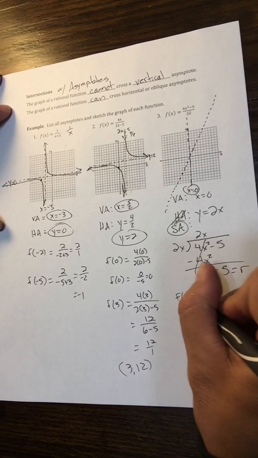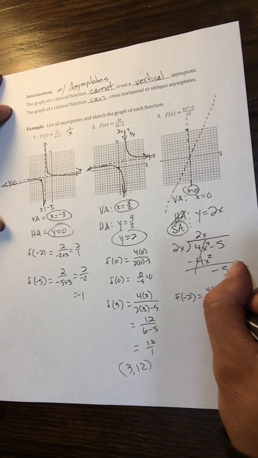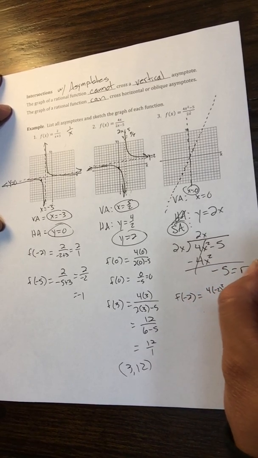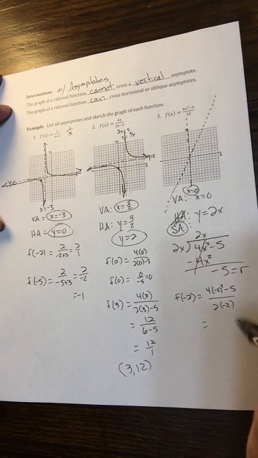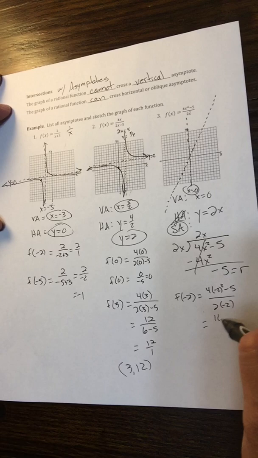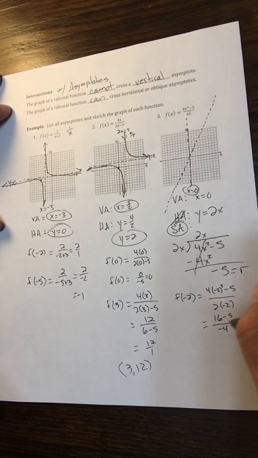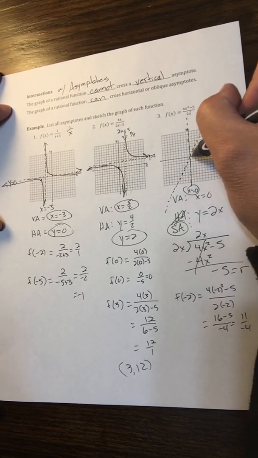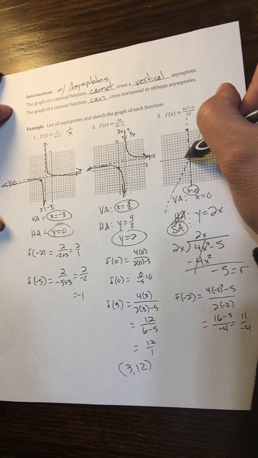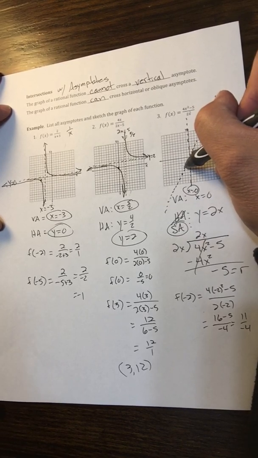F of negative 2 is 4 times negative 2 squared minus 5, over 2 times negative 2. Okay, this is 16 minus 5 over negative 4. 16 minus 5 is 11 over negative 4. That's negative, almost negative 3. So when I put in a negative 2, I got about negative 3. I'm all the way down here.